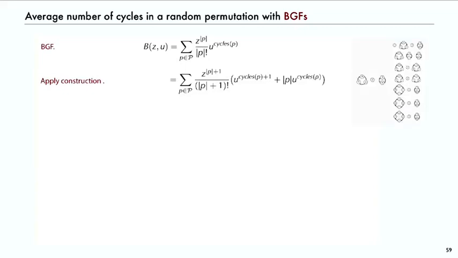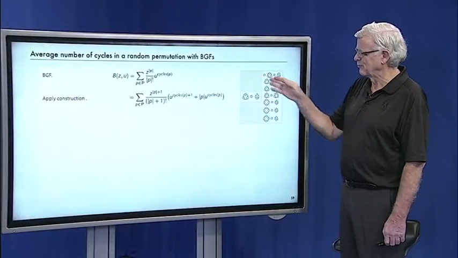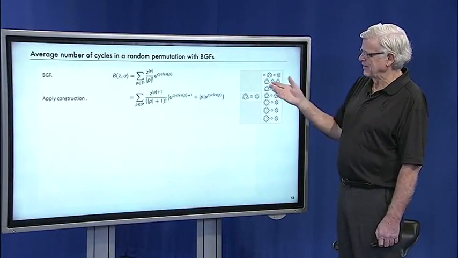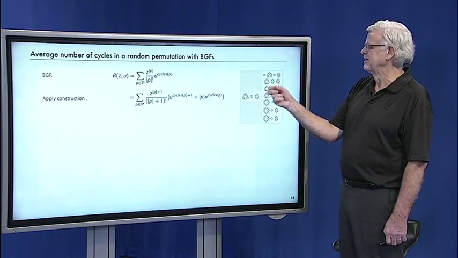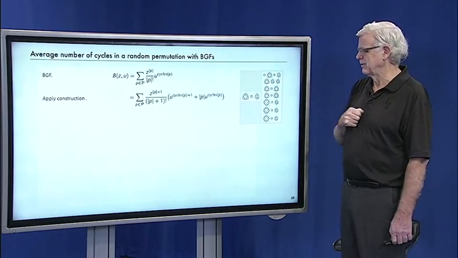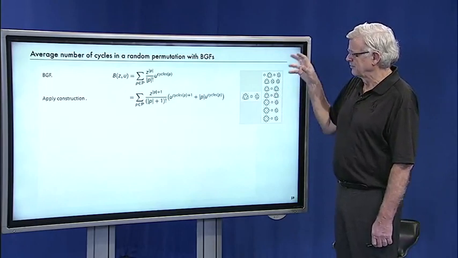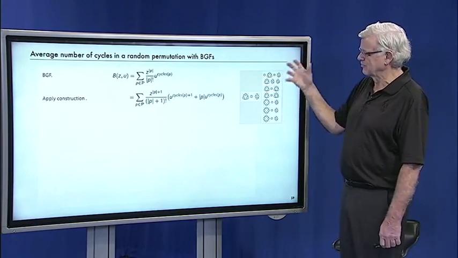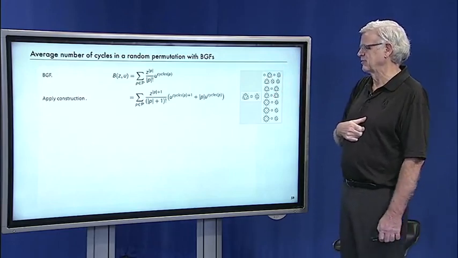which has for cycles, for every permutation we construct a bunch of other ones, and p of those have the same number of cycles, and one of them has one more cycle. So that's what this equation says. Of those permutations of size p plus 1, one of them has one more cycle, that's u to the cycles of p plus 1, and p of them have the same number of cycles, so that's p u to the cycles of p. So rearranging the terms in the sum according to this construction implies that identity on the bivariate generating function.